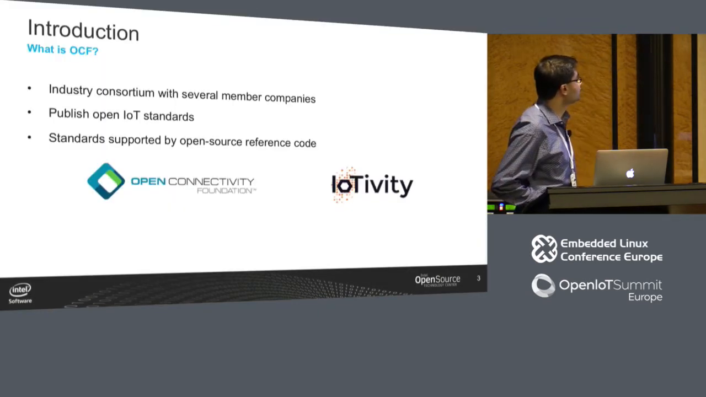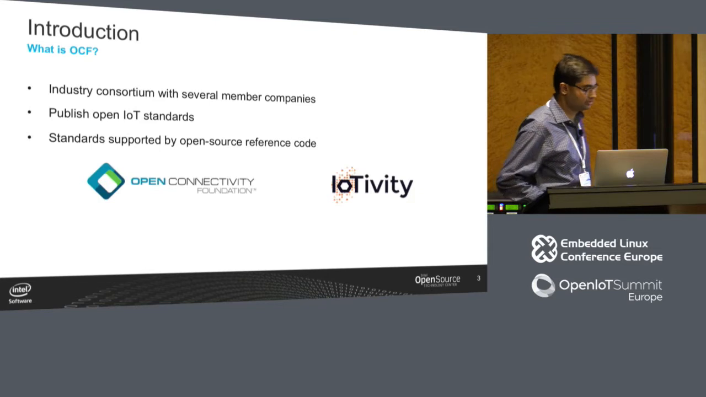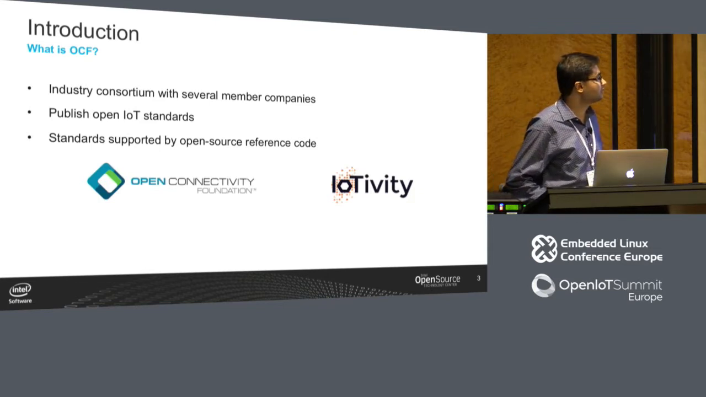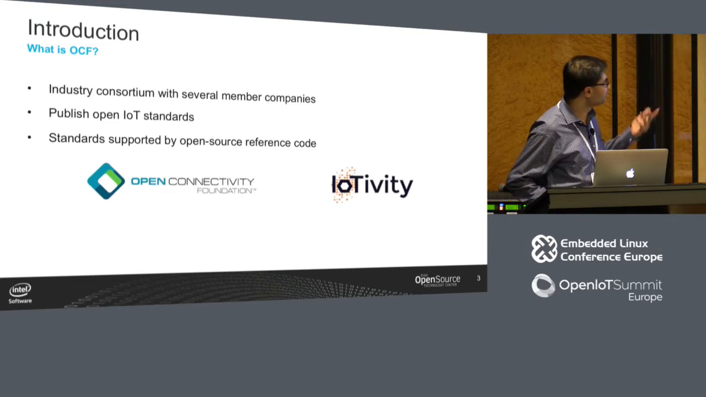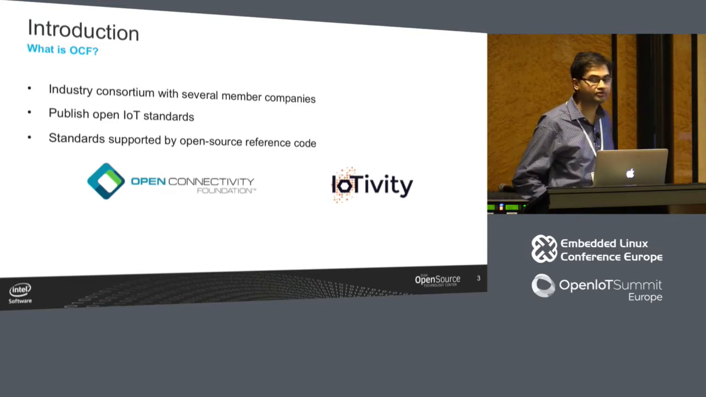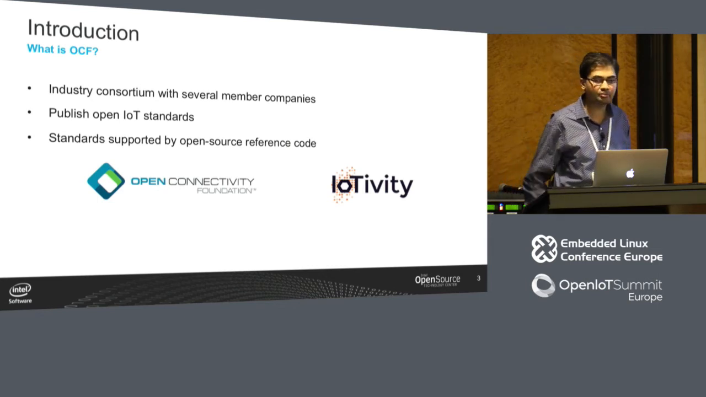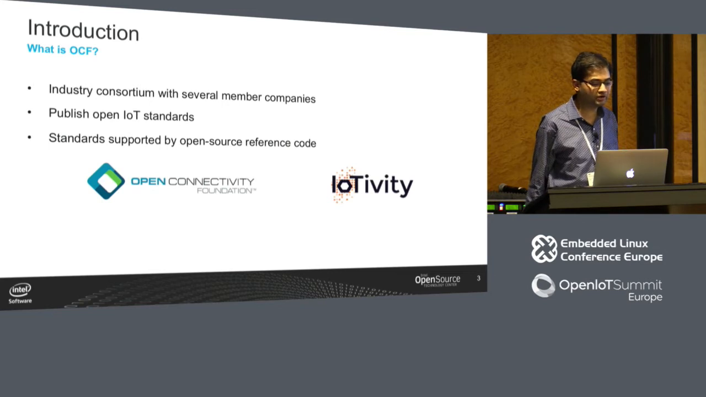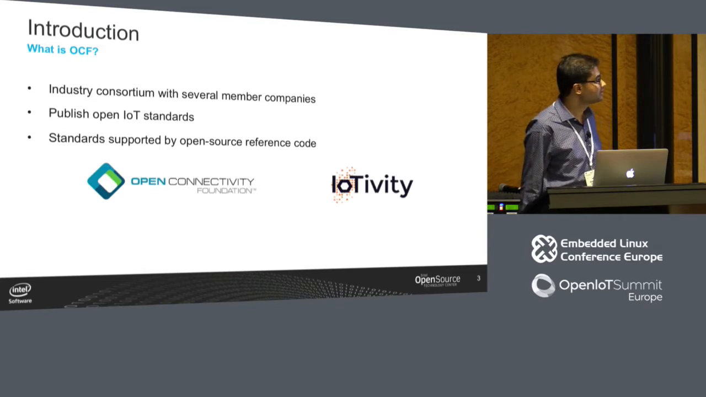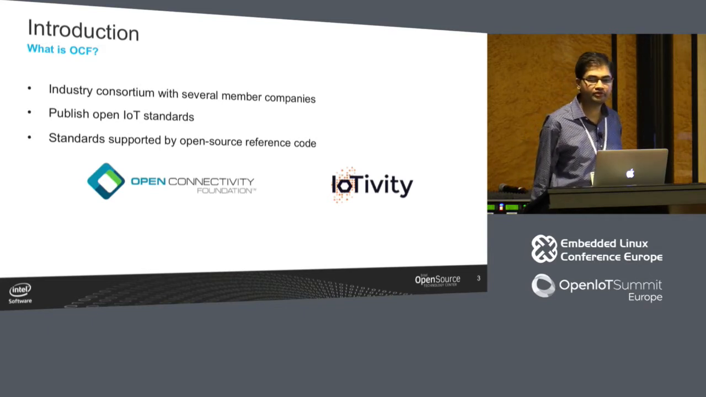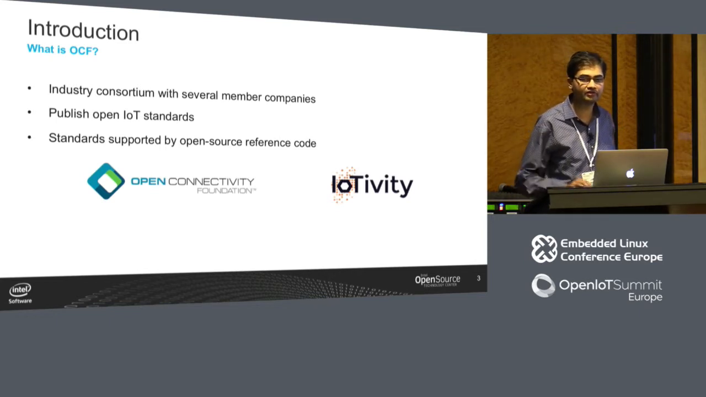So the Open Connectivity Foundation was set up in an attempt to solve the problem of fragmentation in machine-to-machine protocols and standards. It's an industry consortium with several member companies. It aims to collaboratively develop and publish open communication standards for the Internet of Things, covering a wide array of vertical use cases. In addition, it sponsors the IoTivity project, which is an open source project and serves as a reference implementation of these standards.